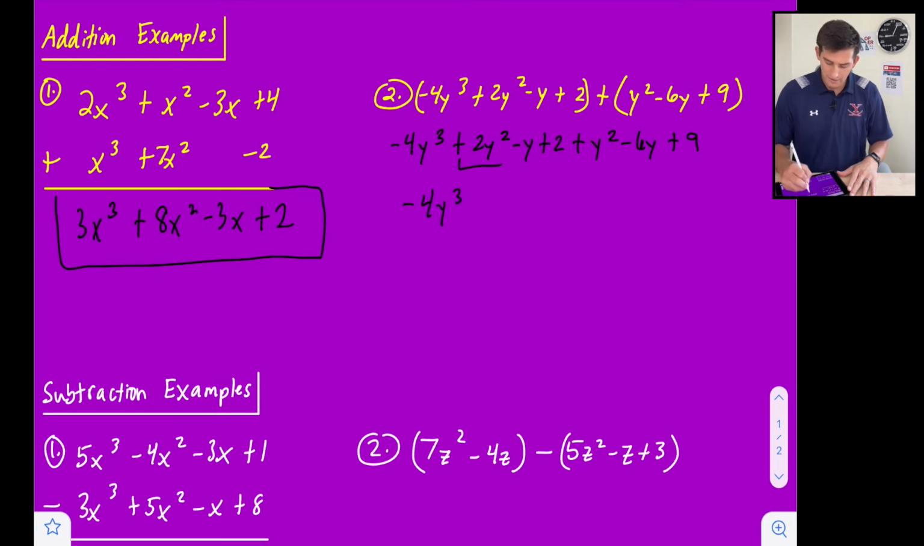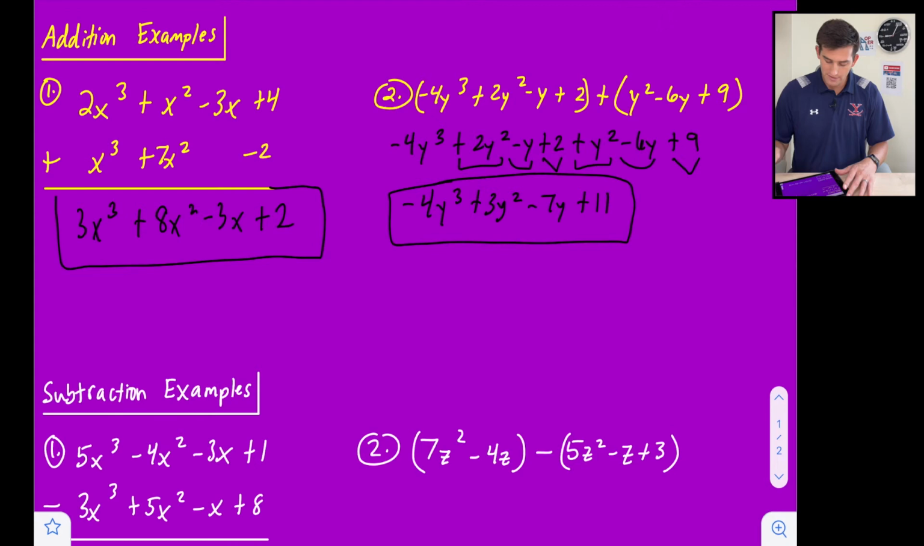Now I have a 2y squared and a y squared. So that's 2y squared plus 1y squared, which would be plus 3y squared. Then here we have a negative y and a negative 6y, so negative y minus 6y would be a negative 7y. Lastly, we have a plus 2 and a plus 9, so that would be plus 11. Our final polynomial answer would be negative 4y cubed plus 3y squared minus 7y plus 11. Okay, so that's some addition examples.